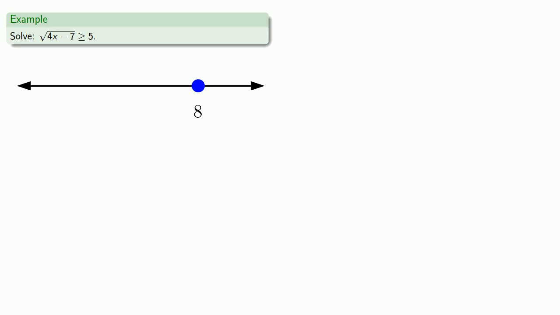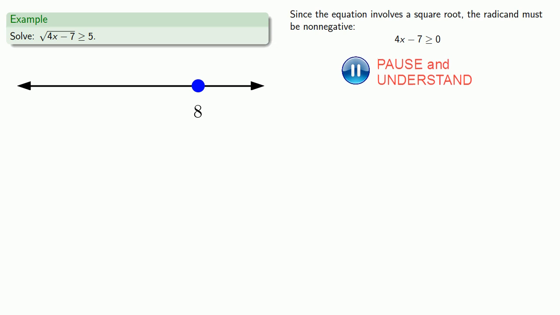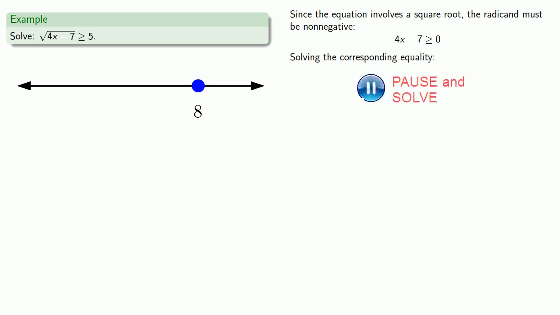Now there's another important feature here. Since the equation involves a square root, the radicand must be non-negative. In other words, the thing under the square root, 4x minus 7, must be greater than or equal to 0. And so this is a second inequality that's embedded within this original. Well, it's another inequality, so we should solve it and find the critical points. And that gives us a critical value of 7/4.